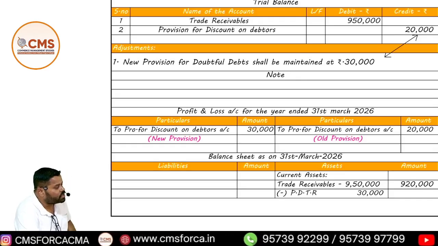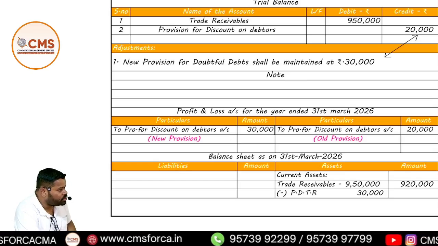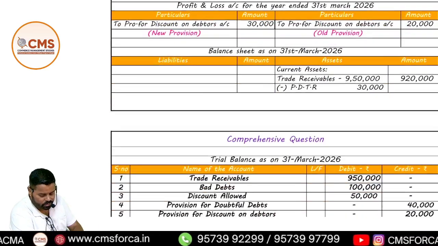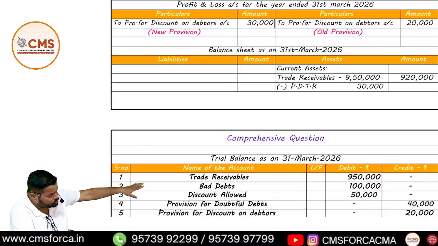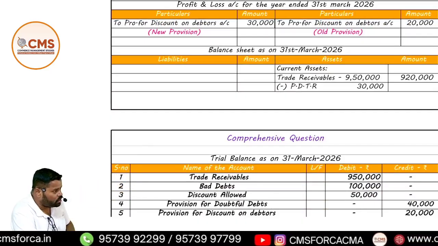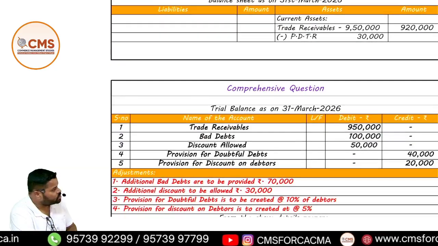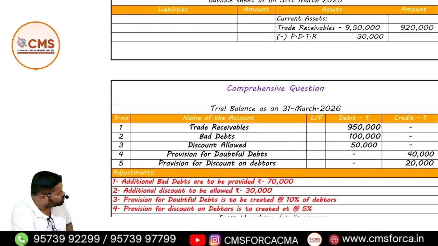Opening provision is less than your new provision. Where do we write that? Simple. Take it to your P&L account. Old provision on the credit side, new provision on the debit side. Trade receivables 30,000, 9 lakhs 20,000.